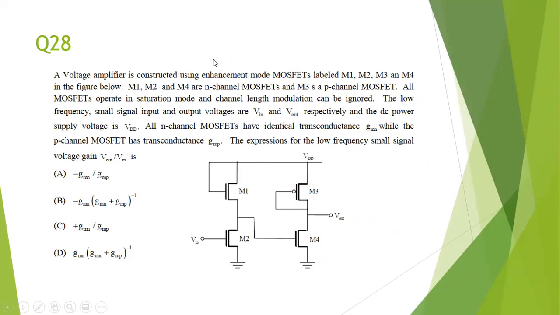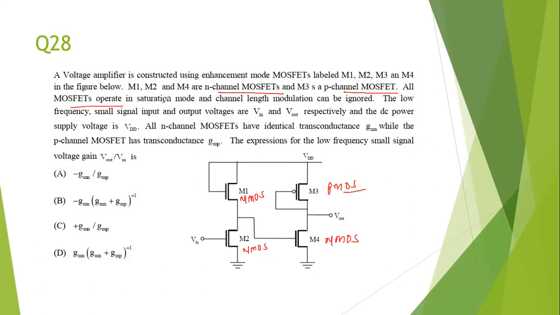That voltage amplifier is constructed using enhancement mode MOSFETs labeled M1, M2, M3, and M4 shown in the figure. These are 4 enhancement mode MOSFETs. M1, M2, and M4 are N-channel MOSFETs. This is NMOS, this is also NMOS, this is also NMOS, and this is your PMOS. M3 is a P-channel MOSFET.